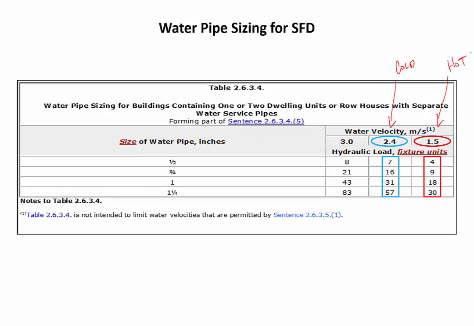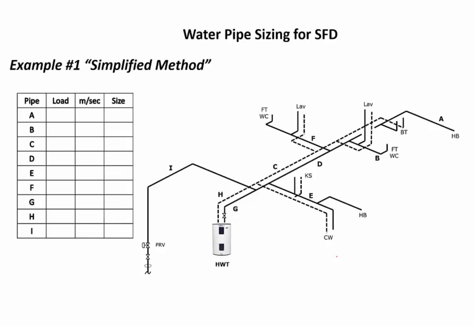Okay, so for our totals, we'll start alphabetically here. At A, that was our hose bib at 2.5 fixed units. The velocity, meters per second, A is a cold supply. Hose bib is a cold fixture only in this case. So that would be 2.4 meters per second. But as a final run to that fixture, a final supply to that fixture, that can be sized as a supply pipe. And as a supply pipe, table 2632A says half inch, because naturally it's a half inch hose bib. So we can go straight with supply pipe size for that.